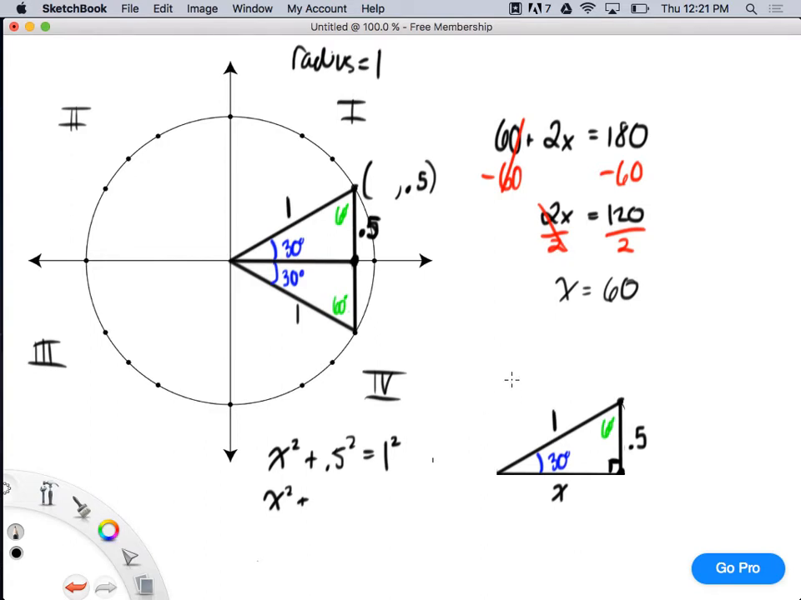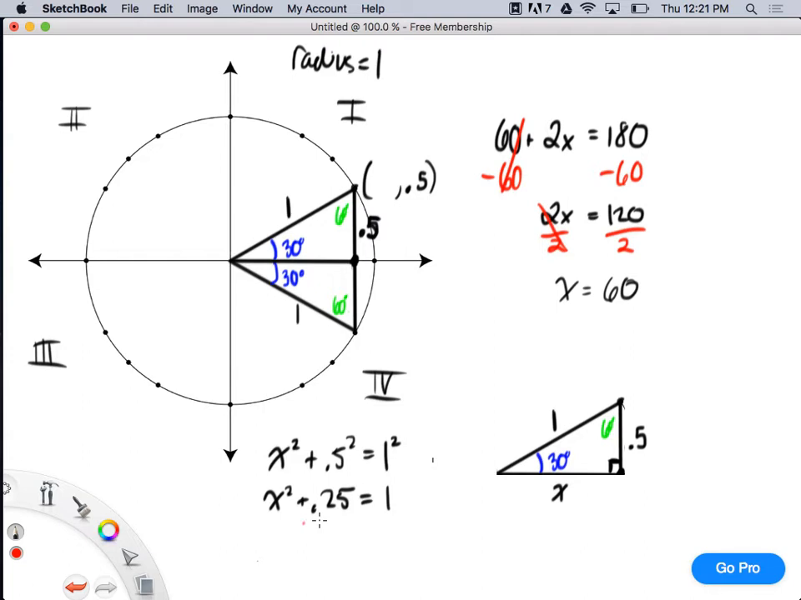0.25. What's 5 times 5? 25. 0.5 times 0.5 is 0.25. So 0.25 equals, what's 1 squared? 1. Okay. Then I go ahead.